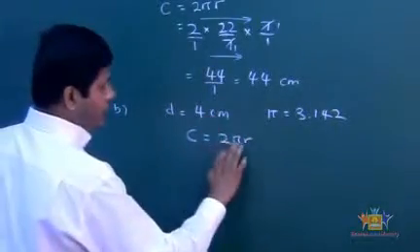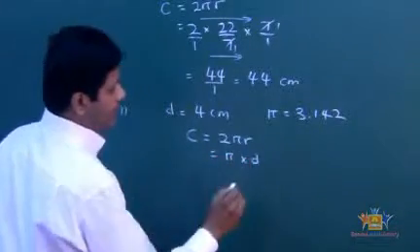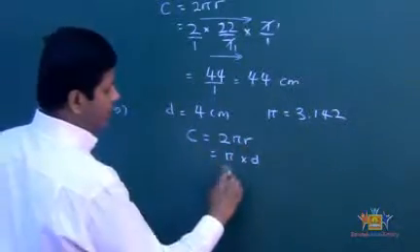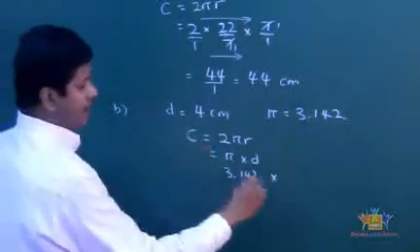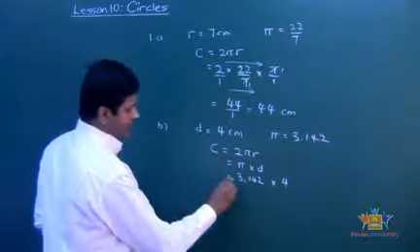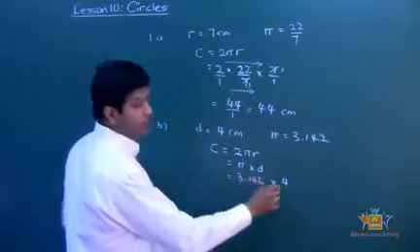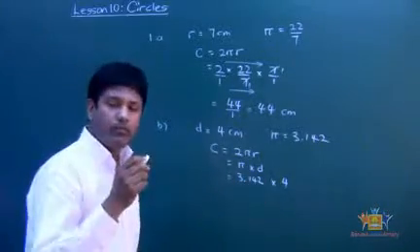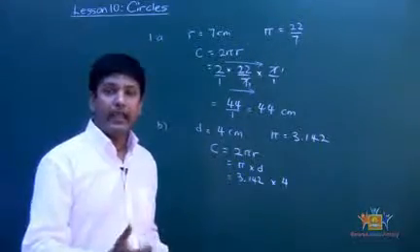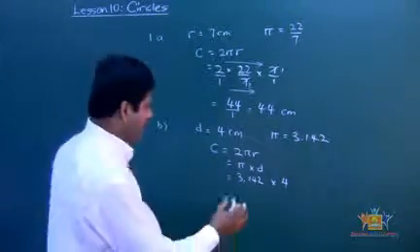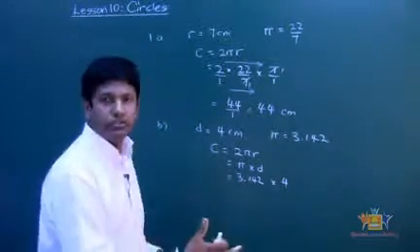And then you know that 2r is also d, so it's pi times the diameter. And you know pi is 3.142, and you're going to multiply that with 4 centimeters, the diameter. So you have 3.142 times 4. We have a decimal multiplied by a round number. When you multiply a decimal with a decimal, I want you to use the forget now, remember later method. But if you have a decimal with a round number, you don't have to do that. You can just go ahead and do it this way.